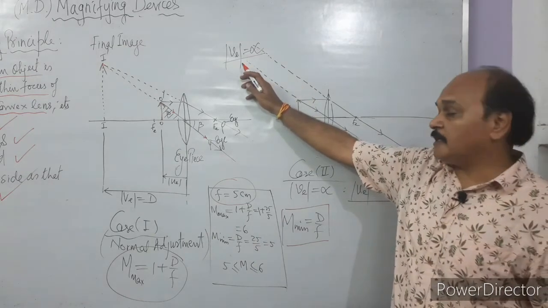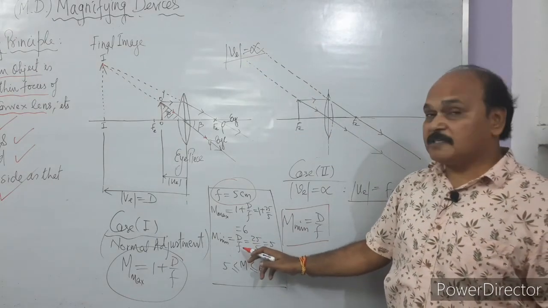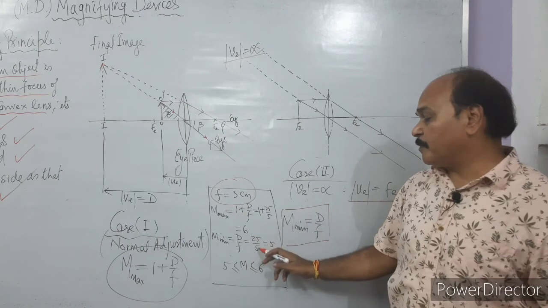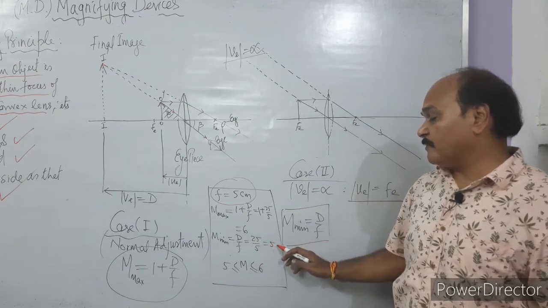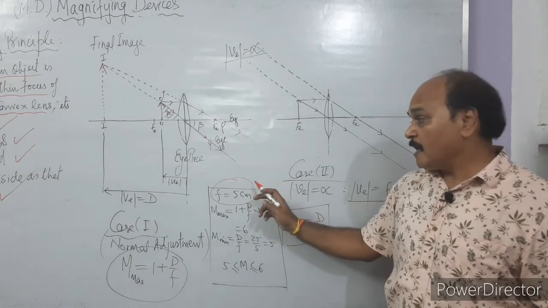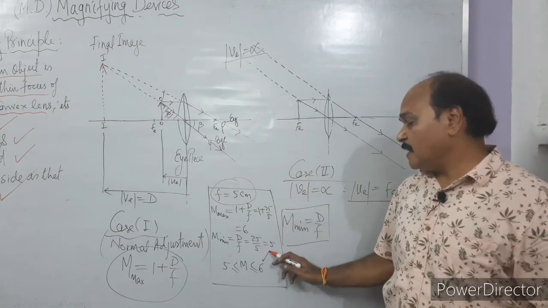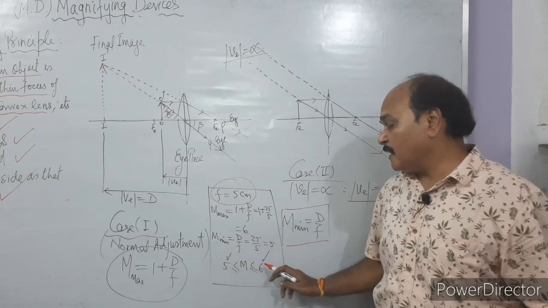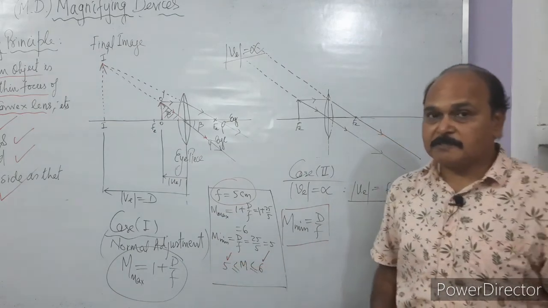And the minimum value of M is going to be, in this situation, when the final image is seen at infinity, D upon F. That is the minimum value of M. And what is that? 25 upon 5, 5 fives are 25. That is 5. So M for this particular eyepiece whose focal length is 5 centimeter: the maximum value of M is 6 and the minimum value of M is 5. And M lies between 5 and 6.